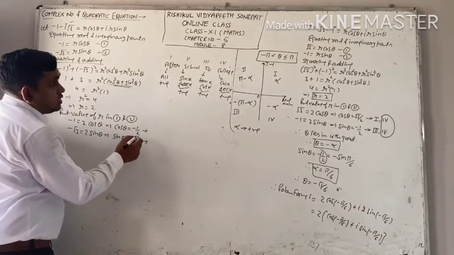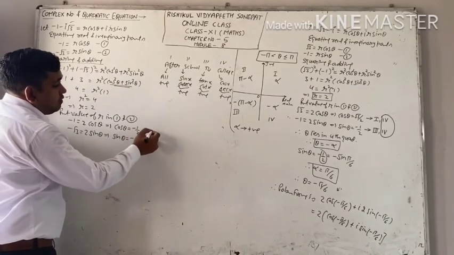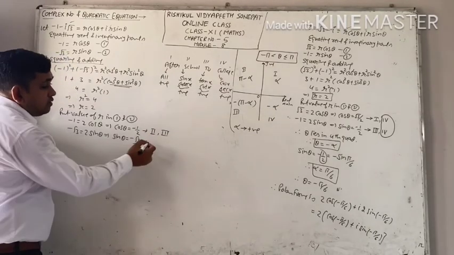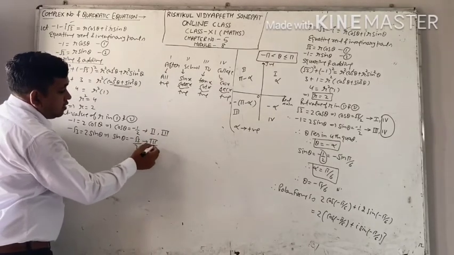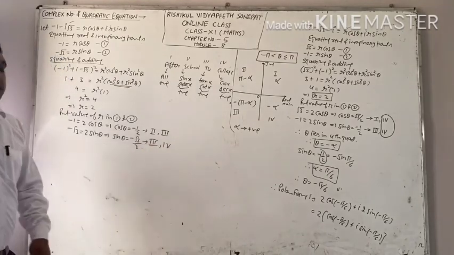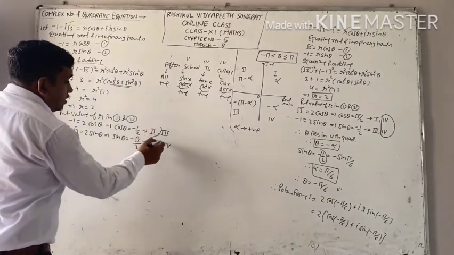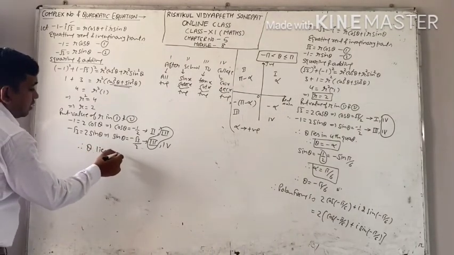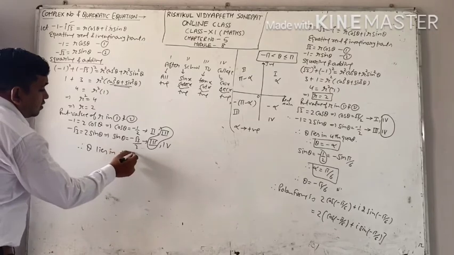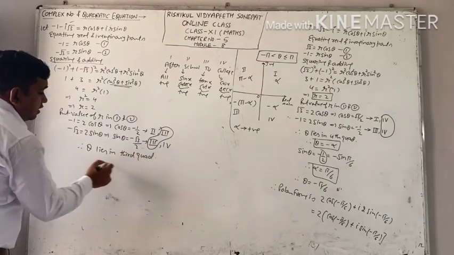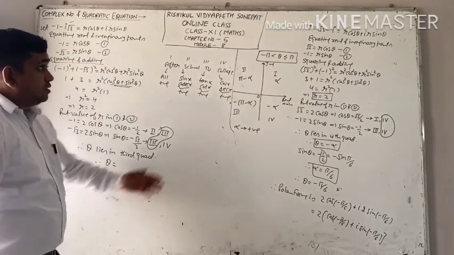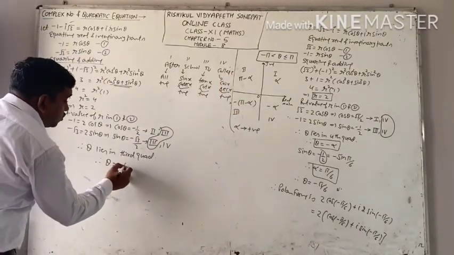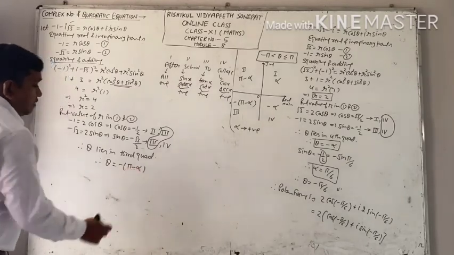Now, cos theta is negative. You can see from here, cos theta is negative in second and third quadrant. Sin theta is also negative. Sin theta is negative in third and fourth quadrant. You can check the common quadrant here. Therefore, theta lies in third quadrant. Therefore, theta equal to, in third quadrant, see the table of principal argument. In third quadrant, theta equal to minus of pi minus alpha.